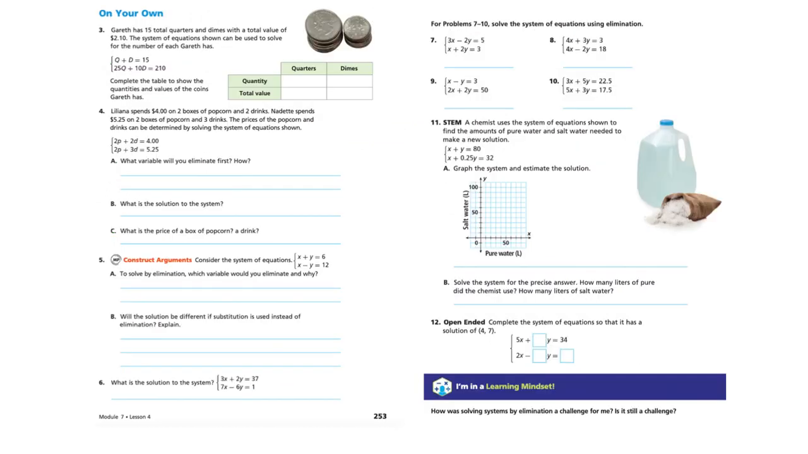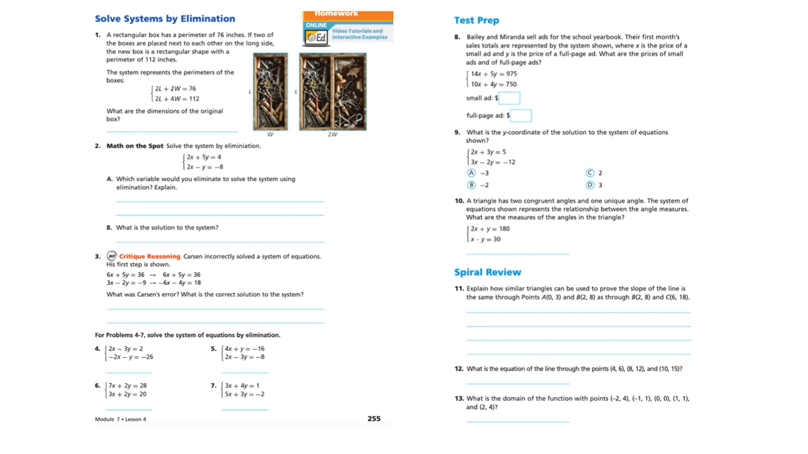Once you finish the check understanding, you can do the on your own on these 2 pages. And then if you feel good about how you did on the on your own, you really had no problems with it, you can skip this homework. But if you need more practice, go ahead and do any of the problems, some of the problems, all the problems, whatever would make you feel like you've got the understanding that you need.